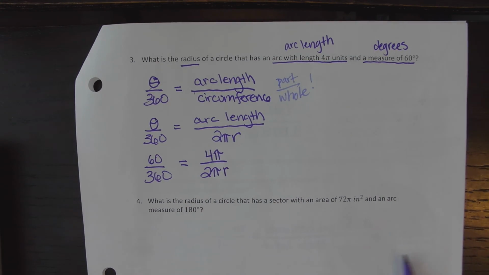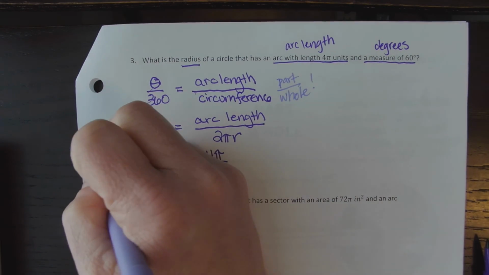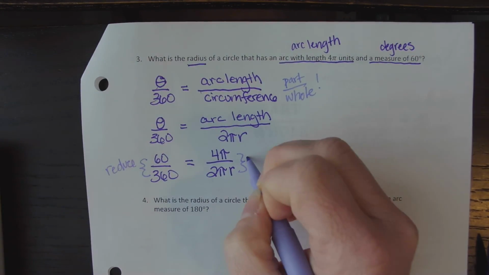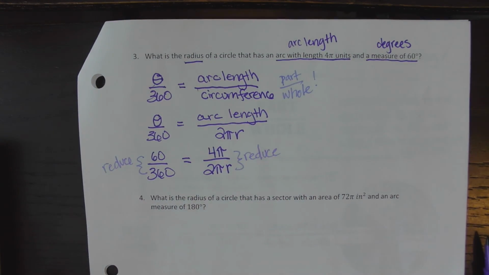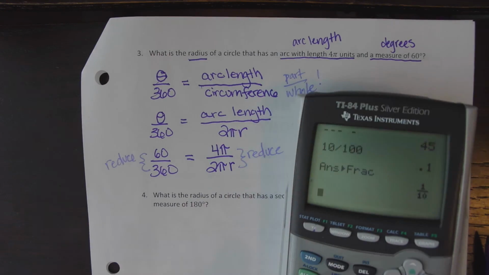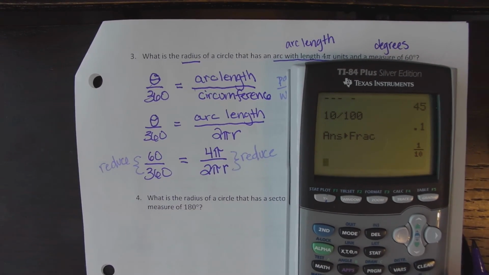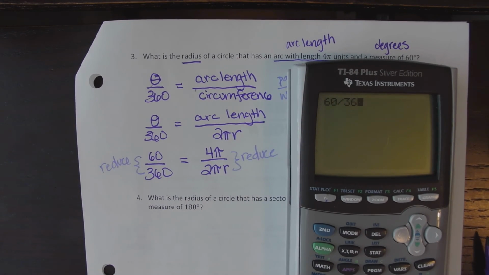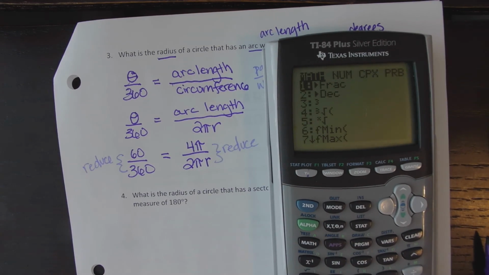All right, so how are we going to do this? Well, we're going to reduce first because I'd like to deal with smaller numbers. We're going to reduce both sides. So if you got fractions and you can reduce them, you want to reduce them. Make life easier. So I'm going to do 60 divided by 360 and hit the math and then frac.